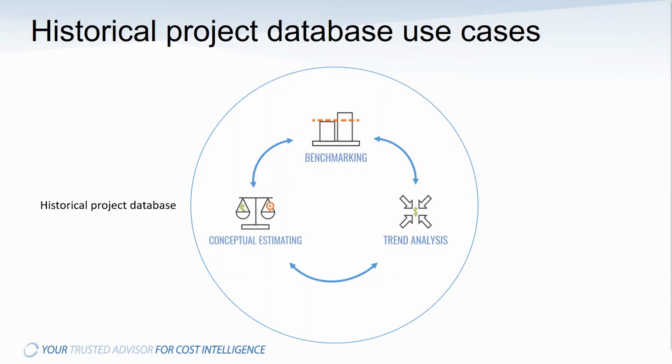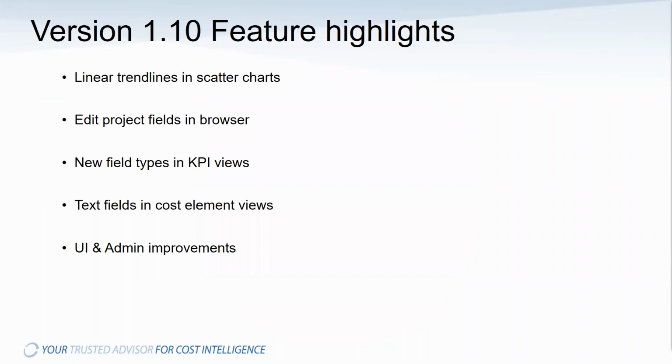So let's look at some of the feature highlights of version 1.10. There are some fixes and various alerts I'll get to at the end of the webinar, but these are sort of the big ones that I'll cover today. We've incorporated linear trend lines into scatter charts. We're now allowing editing of project fields in the browser. Prior to this, you needed to download the project back into Excel's import template and make the changes and then republish. So this has a great new capability of making those changes right inside the browser.